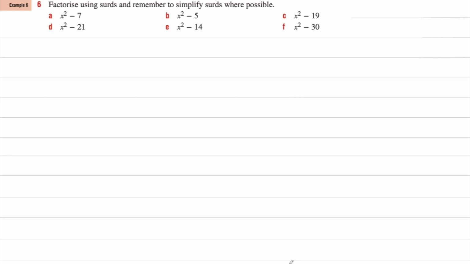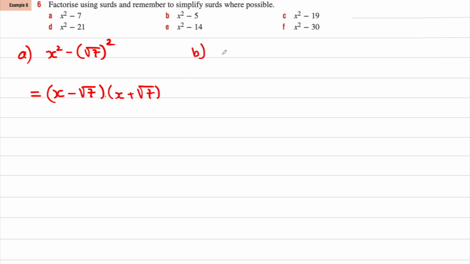Factorizing using the difference of the squares, and you have to combine this with surds. Example, for question A, you can rewrite 7 as the square root of 7, and then you have a square outside. This is the form of the difference of the squares. And then the first bracket you get is x minus square root of 7 and x plus square root of 7.